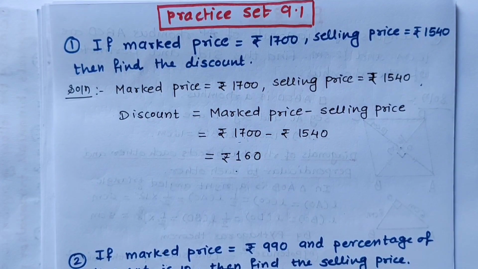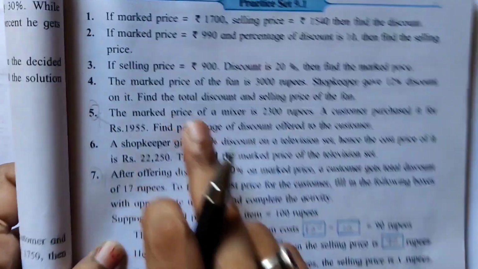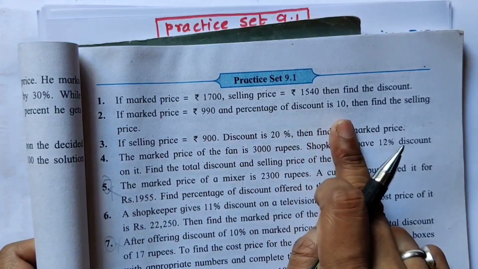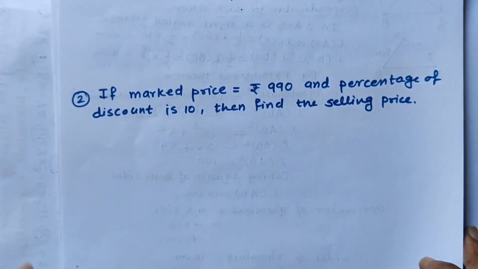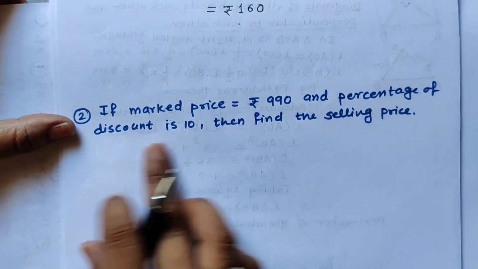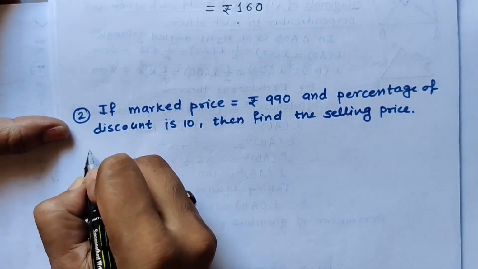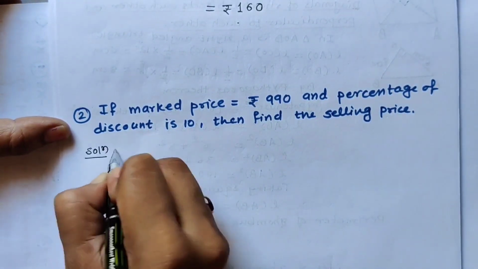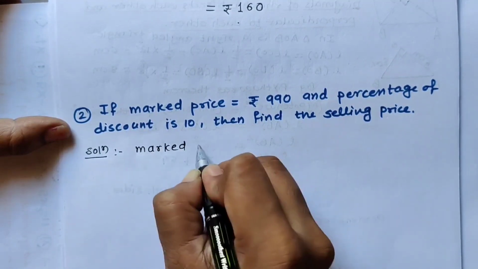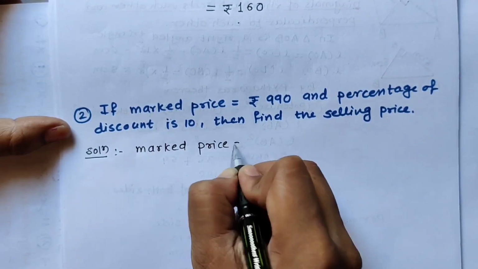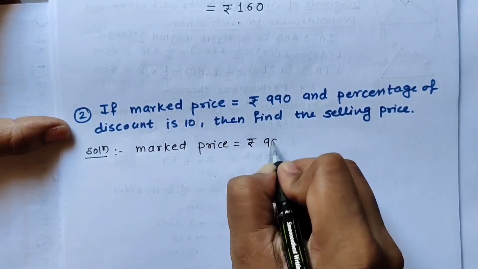Now let us see the second sum. We are given the marked price and the percentage of discount. We have to find out the selling price. So the printed price on that commodity is given and the percentage of discount is given. Let us see how to solve this sum. Solution. Marked price is equal to rupees 990.